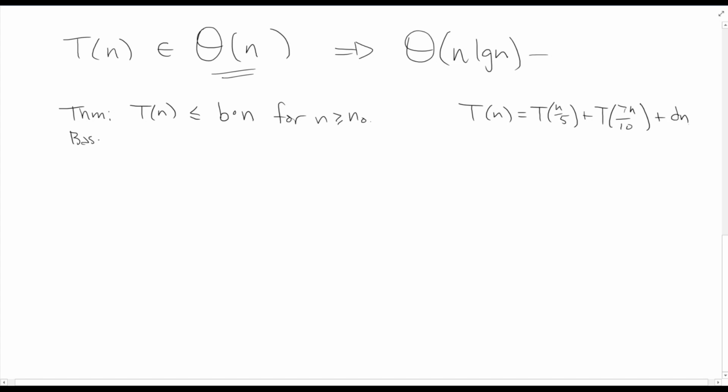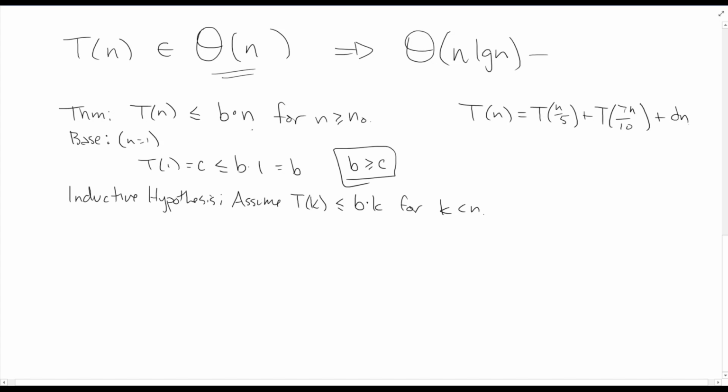Let's do our base. I'm going to try n equals 1 for my base. We have T of 1, which we're going to say is c, is less than or equal to b times 1, which is just b. So it looks like as long as I select a b large enough, greater than or equal to c, then I'm good. So let's try our inductive hypothesis. I'm going to, again, assume what I'm trying to prove. So rewriting my theorem, T of k is less than or equal to bk, but for my restricted values of k here. Okay, and so now I can proceed to my inductive step.